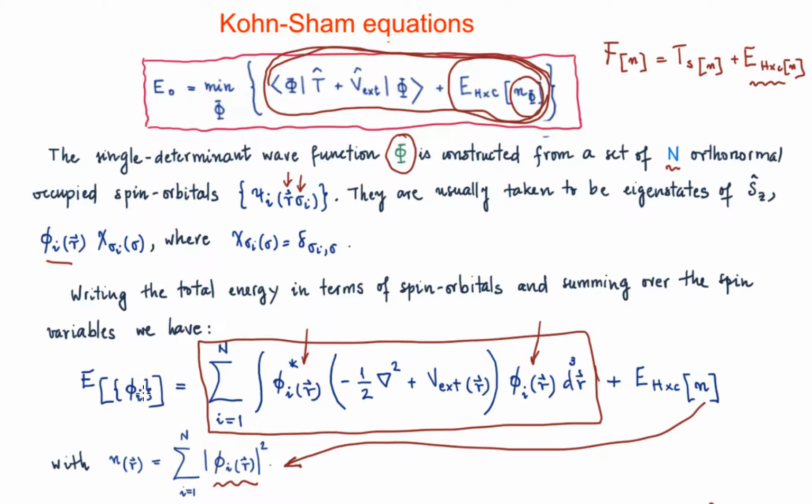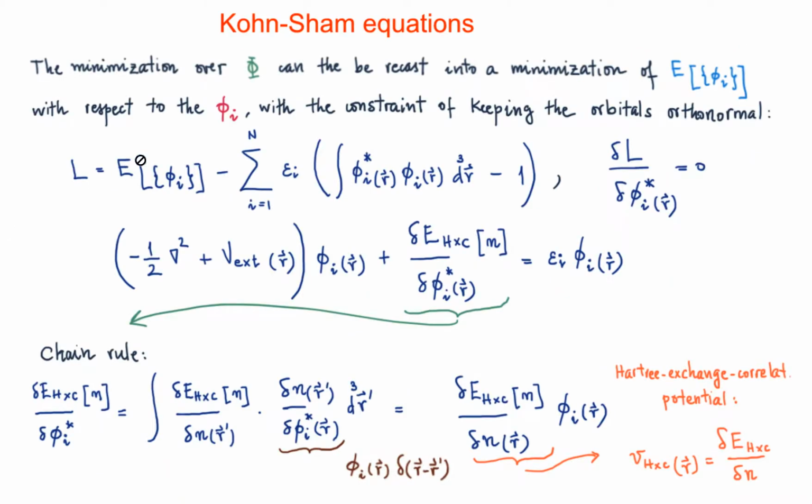So once we have that, what do we have to do? We have to do the minimization procedure. And the minimization procedure is going to be the same, it's going to be parallel to the one we did again for the Hartree-Fock method.